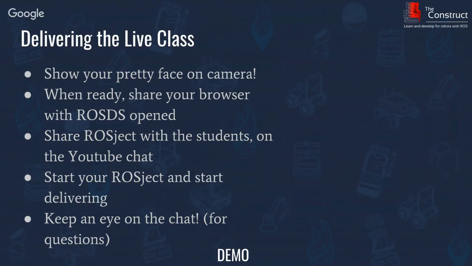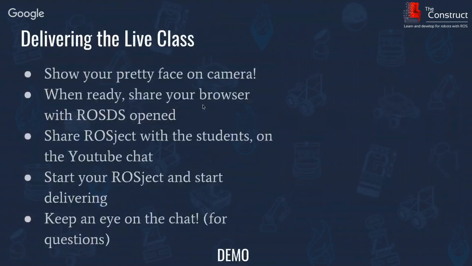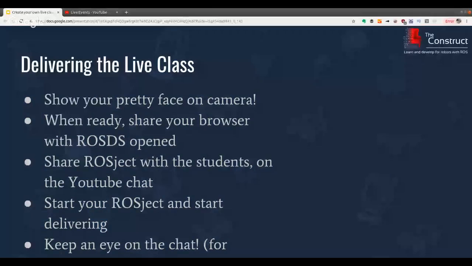created for this live class, just press the green button that is Share a Screen, and then share your browser. You share your browser with the attendants, and your browser will be shown to all the audience instead of the camera. Then in your browser, you should open the ROSjects, and share the ROSject with the students. So let me do that so you can see how it works.